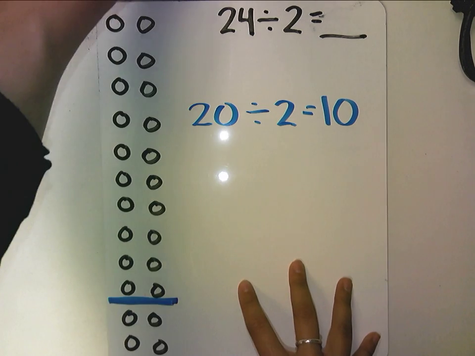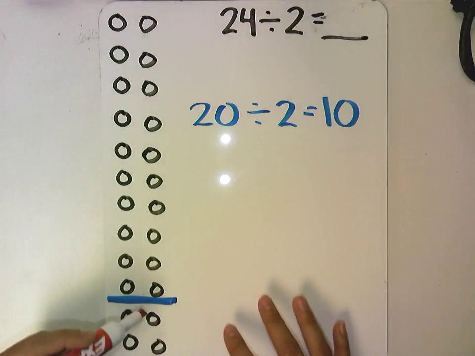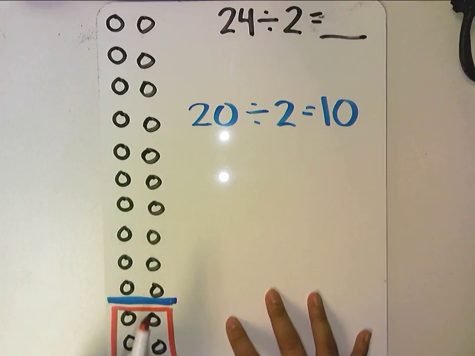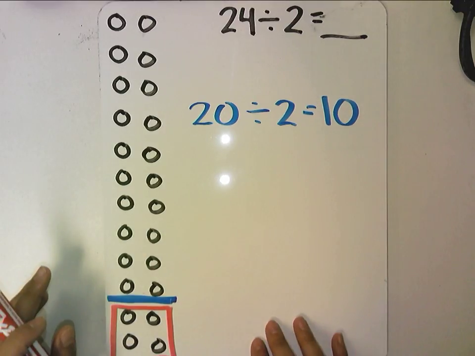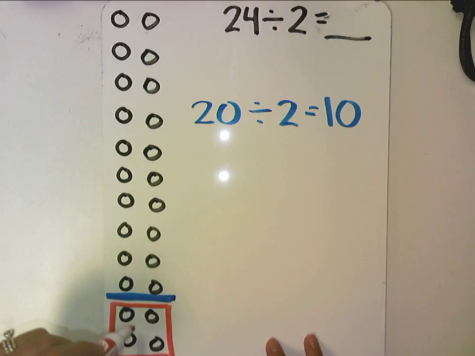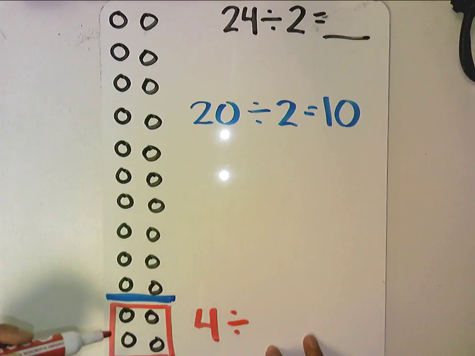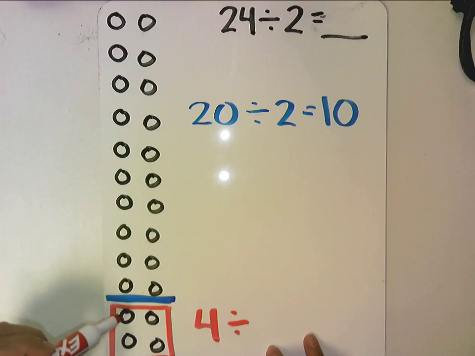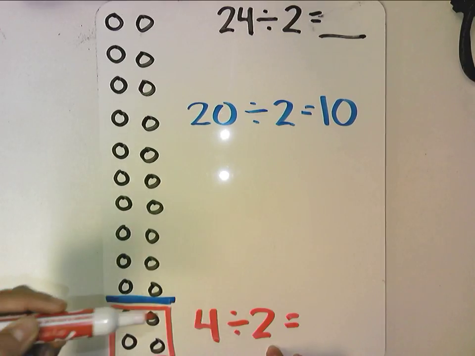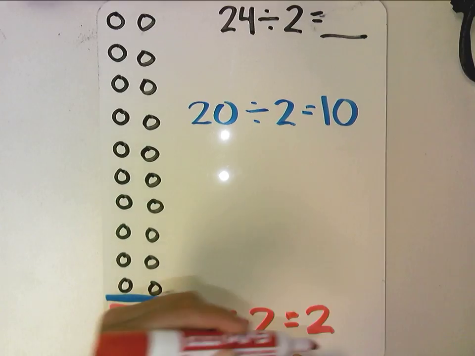We're also going to write a division problem for this second part of our array down here. We can't forget about these last 4 circles. How many circles do we have total? 1, 2, 3, 4. 4 divided by, how many are in one row? There's 2. So 4 divided by 2 equals, well, we can do this mental math in our head, equals 2.